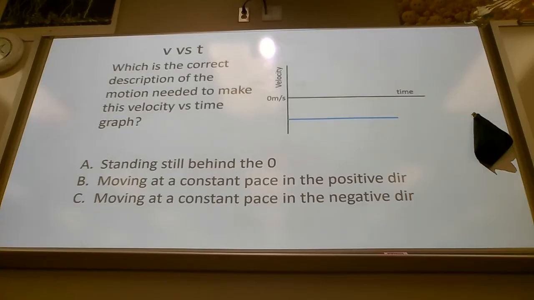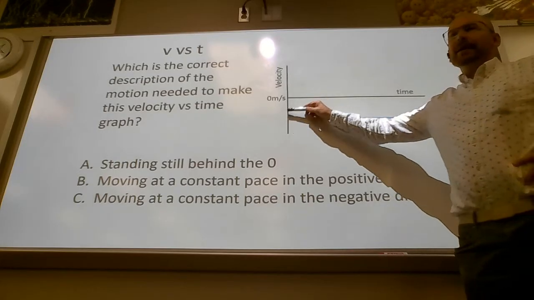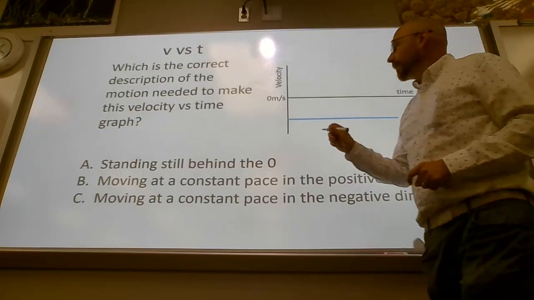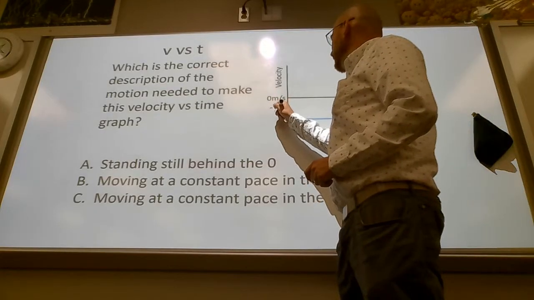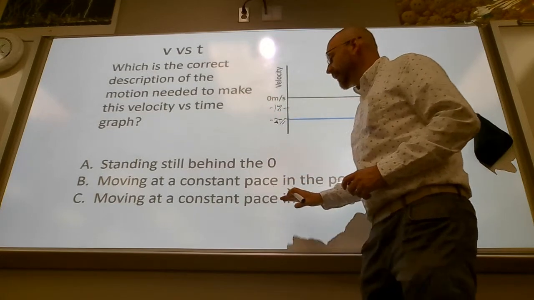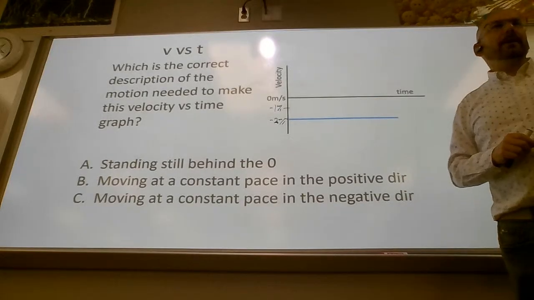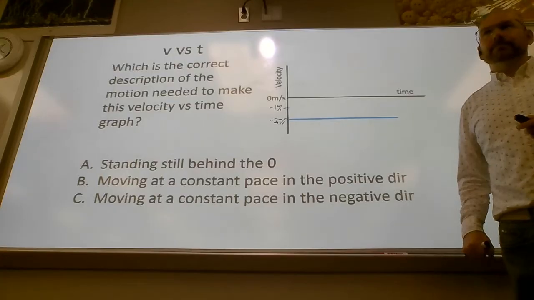Got several for C. Okay, if this was a position versus time graph, A would be correct. But it's not. Okay, so you've got a negative value. I'm going to make up some numbers here. Let's say it's negative 1 meter per second. This is negative 2 meters per second. You're traveling at 2 meters per second in the negative direction at a constant pace. Your speedometer is on cruise control, and you're moving in the negative direction. Good?